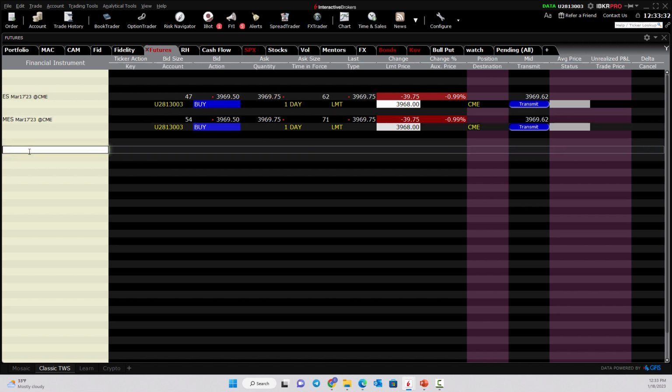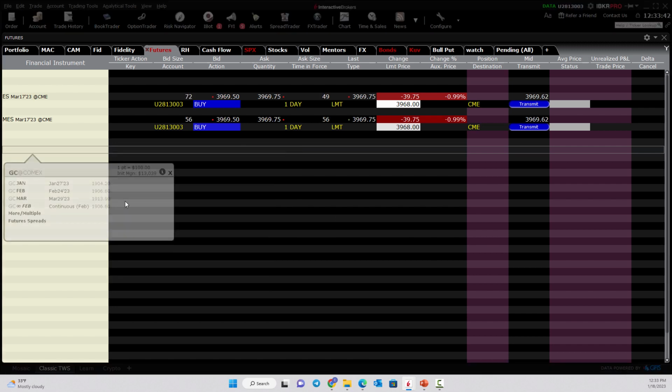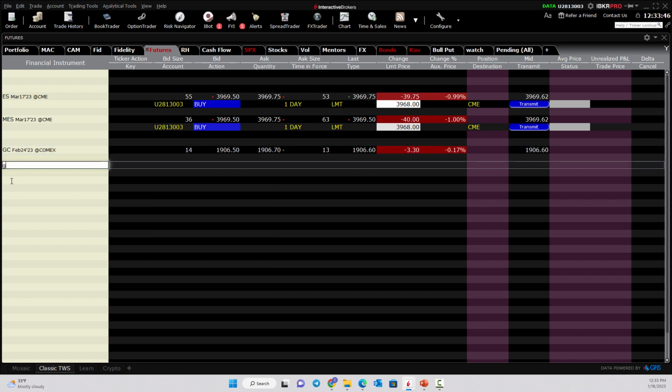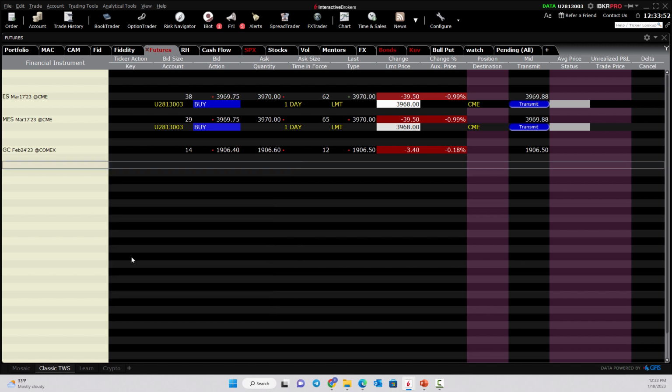There's all sorts of different futures that we could trade. We could trade gold if we wanted to. So gold, the symbol is GC. You'll notice that gold has the full-size future. That's GC. Let's go ahead and choose February. Or I could type in GC, and I can see that it's actually MGC is the micro, and I'll choose that future, and again, I'll choose the February.